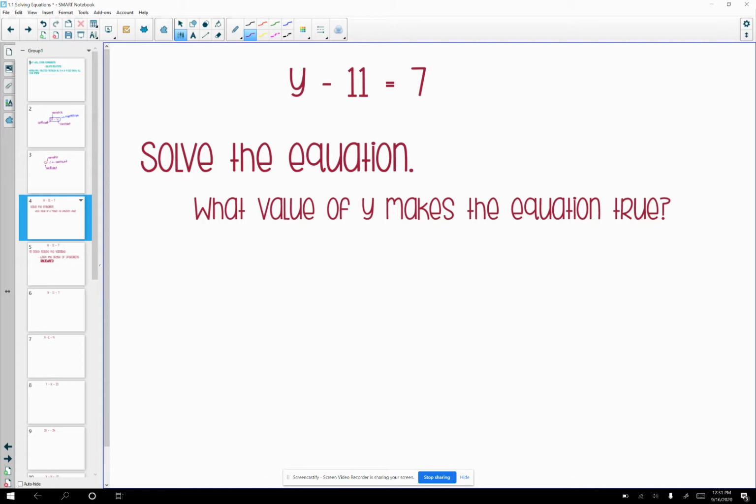Now switching gears to an equation. See, the equal sign arrived. When you have an equal sign, it's always going to be an equation. And when the directions or someone says solve the equation, what they're really asking is what value of y, or whatever your variable is, makes the equation true? So what number can we plug in instead of y that when we subtract 11, we get 7 back? That's what it's asking.